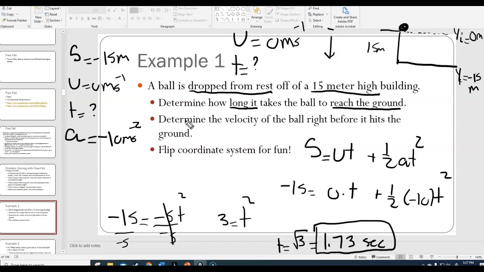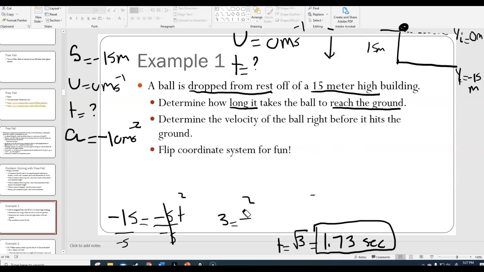Now, the second question says determine the velocity of the ball right before it hits the ground. So I'm going to erase some of this. My givens are not really any different, but my unknown is, because now instead of looking for time, I'm looking for velocity. So now my new unknown is v. So now I want to choose the equation that has s, u, v, and a in it. Now, technically speaking, could I just go back in and use this time to do the calculation? Yeah, sure. I could do that, but just for fun, I'm not going to.